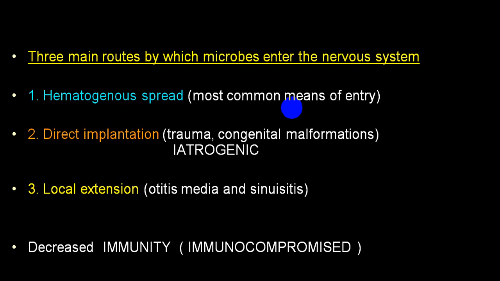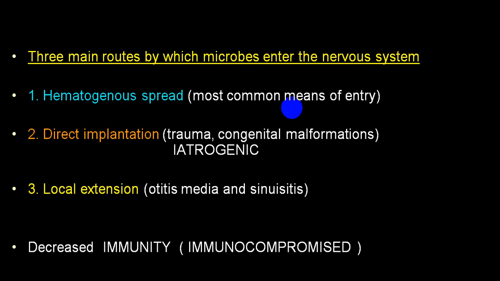Say in the skin, it will be Staphylococcus or Streptococcus. In the nasal cavity, it will be Streptococcus pneumoniae. In the GI tract, E. coli, urinary tract, E. coli. So whenever immunity decreases and a person becomes immunocompromised, these organisms can easily enter into the bloodstream and can give rise to hematogenous spread.